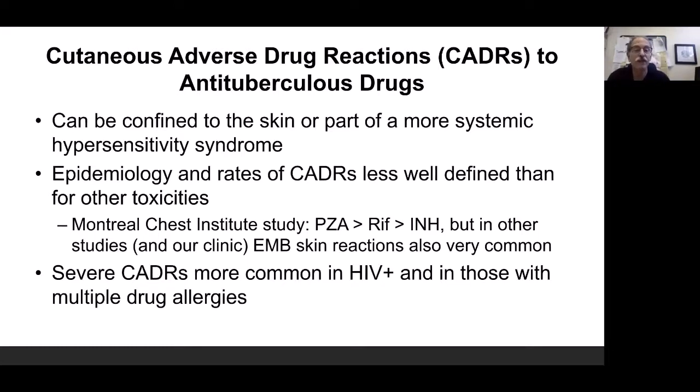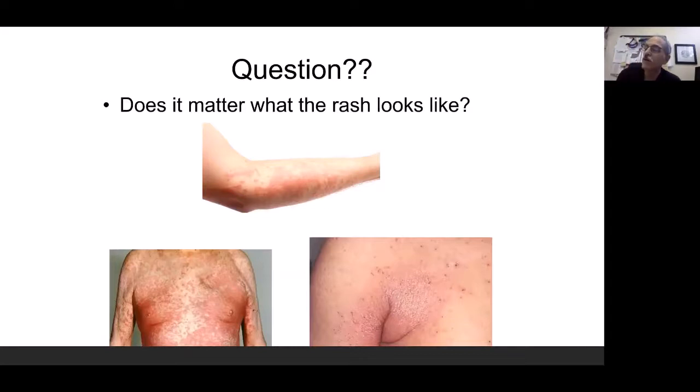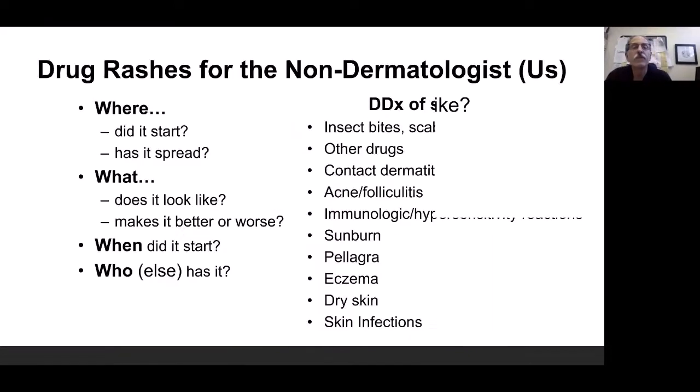They're more common in people with HIV, and they're more common in those individuals who have history of multiple drug allergies. What the drug rash looks like is very important, because there are clearly things that look more like drug reactions, and there are things that look like they're probably due to other things. One of the challenges is that we are not dermatologists, although sometimes we are asked to be dermatologists in the clinic. So we ask the 4 W's. Where did it start? What does it look like? What makes it better or worse? Does anyone else at home have it?